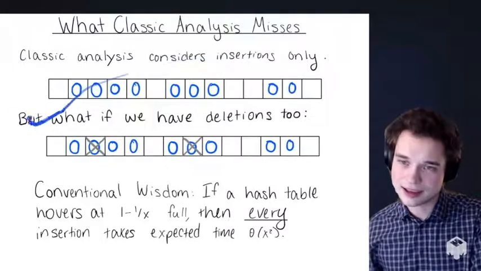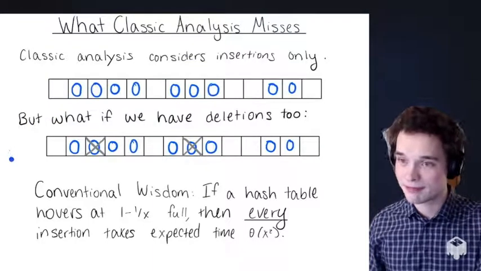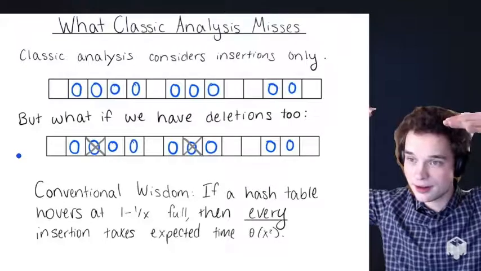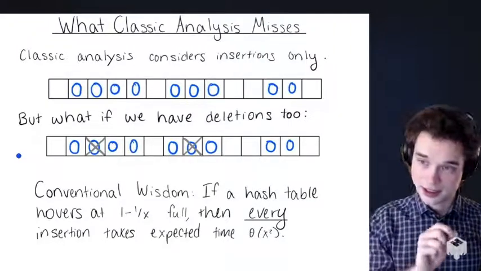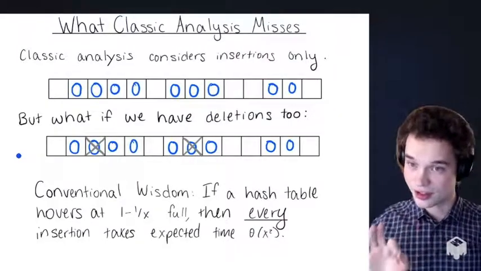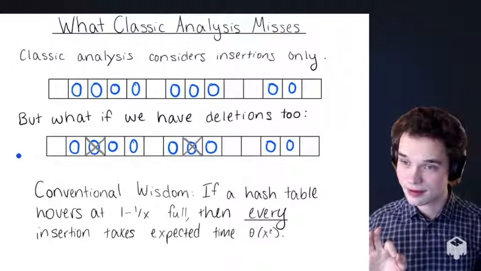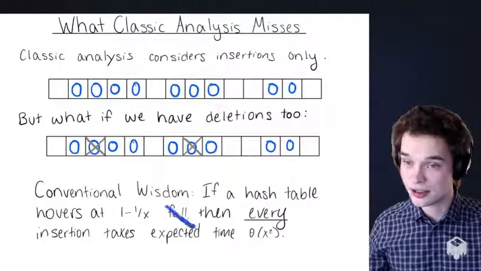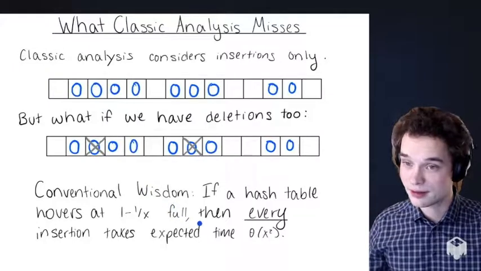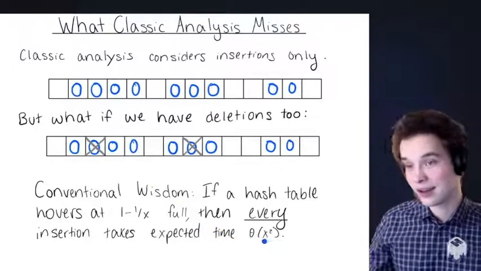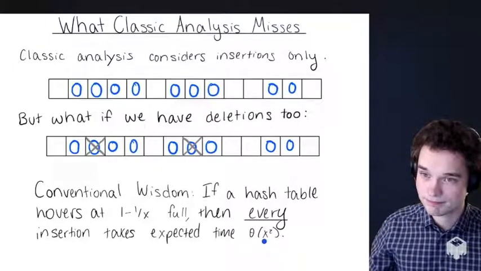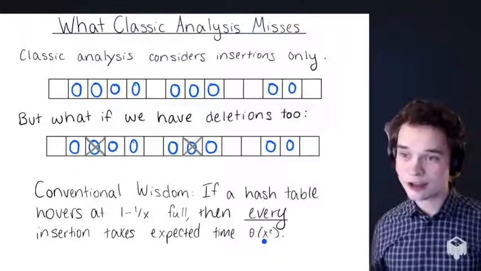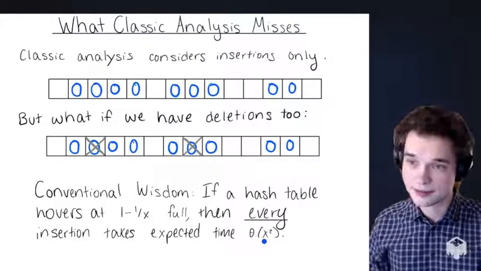The more concerning case is what if you also have deletions? So in particular, what if you fill your hash table up to 1 minus 1 over x fraction full, but then you stay there, you alternate insertion, deletion, insertion, deletion, insertion, deletion. Then the conventional wisdom is that now all of your insertions suffer from primary clustering. And now each of these insertions takes quadratic expected time. But the thing that I want to emphasize is that this isn't actually directly implied by the classical analysis.